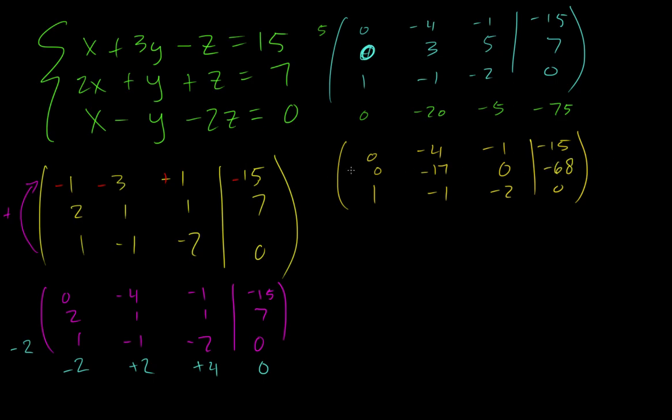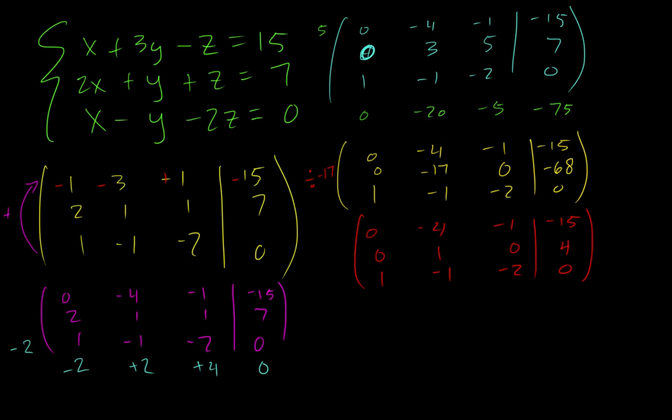Now, once we have a row that has two zeros in it, we can make the other number a 1 just by dividing by whatever that number is. So top row is unchanged. Bottom row unchanged. And that second row, that's divided by 17 is still 0. Negative 17 divided by negative 17 is 1. 0 stays 0. And if we do negative 68 divided by negative 17, that ends up being 4.